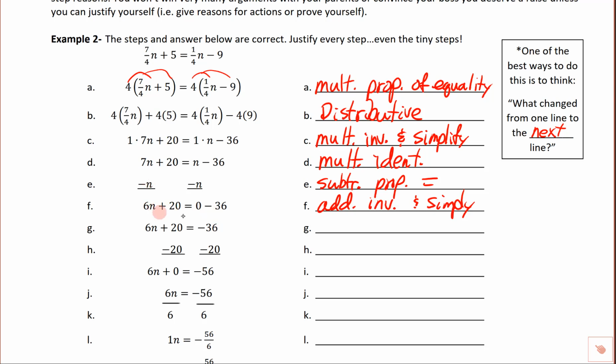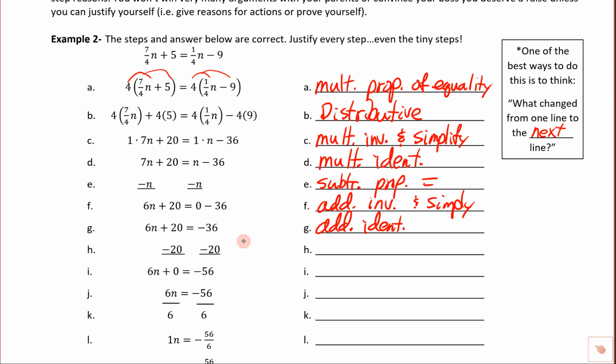Next one, let's see, we went from here to here. So this side stayed the same, so we don't have anything to worry about over here, but we do have to look at this. This is 0 minus 36. Remember, when you combine something with a 0, you get the same thing. So this is the additive identity. So I'm going to write add and identity, so ident there.